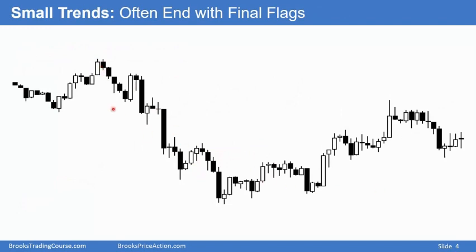Here's a bear trend. There are several flags along the way. A reversal attempt after 5 consecutive bear bars is probably minor, which means a bear flag. The trend will continue down. And all the way down, we have small bear flags, double top bear flag.